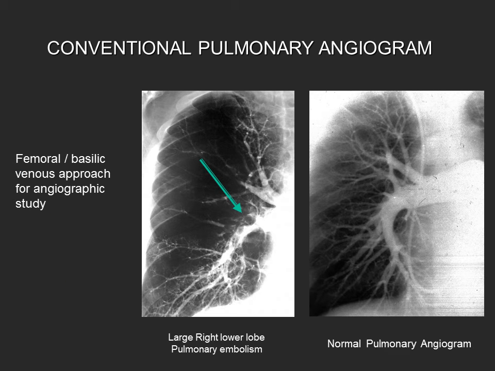Direct pulmonary angiography is the gold standard for diagnosing PE using the femoral or basilic venous approach for angiographic study. The image on the left depicts a large right lower lobe pulmonary embolism represented by a filling defect marked by the arrow. For comparison purposes, a normal pulmonary angiogram is also shown on the right.